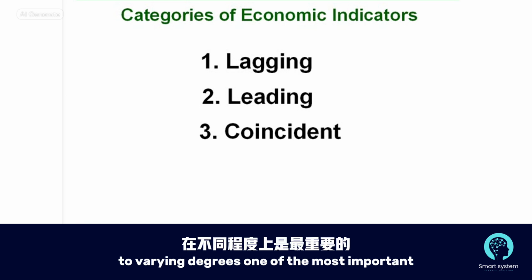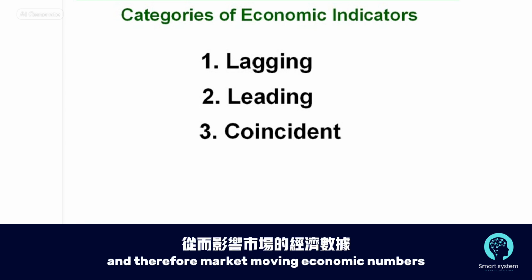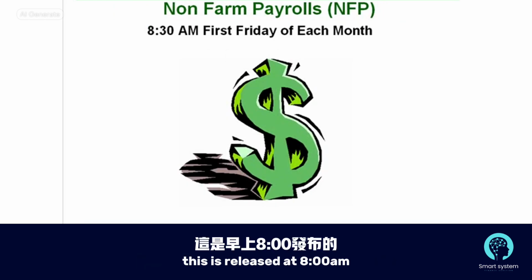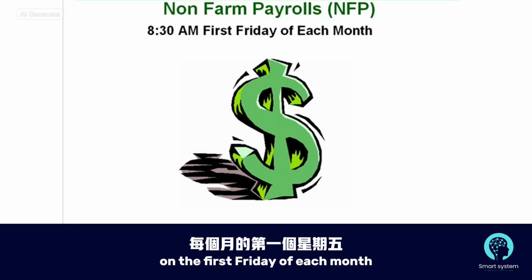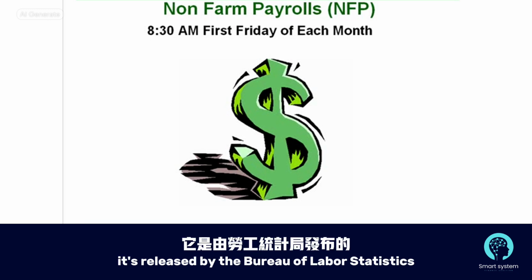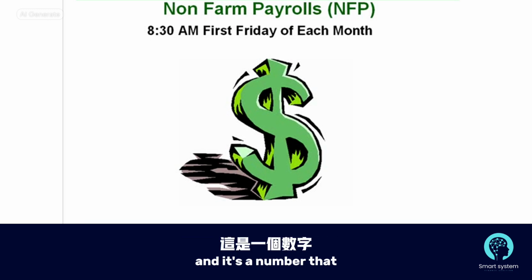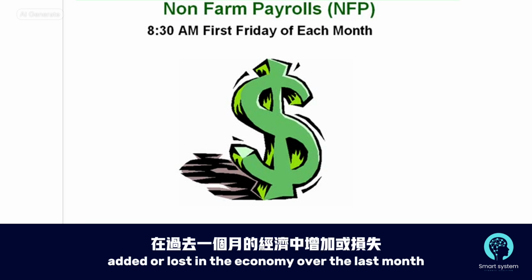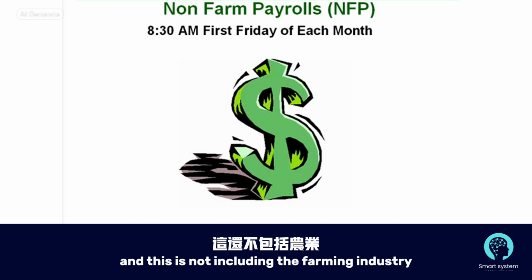To varying degrees, one of the most important and therefore market moving economic numbers after GDP is the non-farm payrolls number. This is released at 8 a.m. on the first Friday of each month. It's released by the Bureau of Labor Statistics, and it's a number that is meant to represent the number of jobs added or lost in the economy over the last month. And this is not including the farming industry.